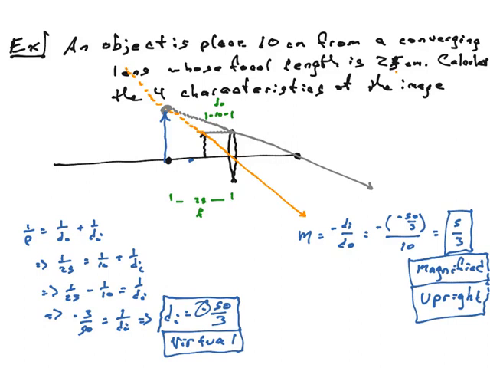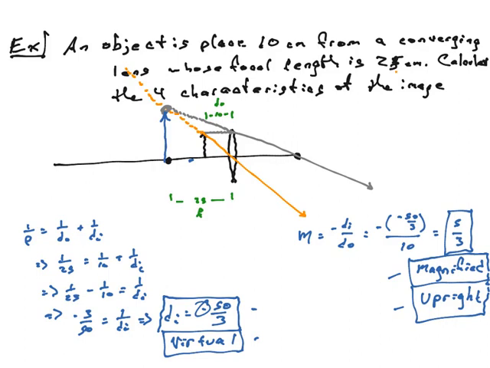So there we go. There's my four characteristics. Image distance, virtual or real, magnified or minimized, and upright or inverted. How do I get them? Use the imaging equation to calculate image distance. Once I know image distance, if it's positive, it's a real image. If it's negative, it's virtual. Next, use magnification. Calculate the magnification. Once you know the magnification, if it's positive, it's upright. If it's negative, it's inverted.